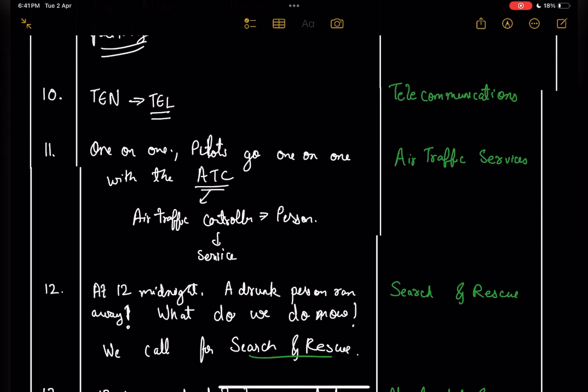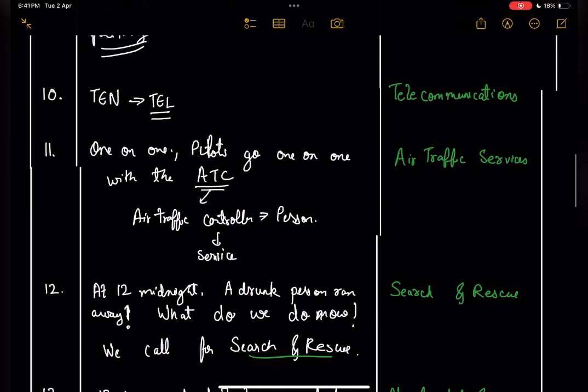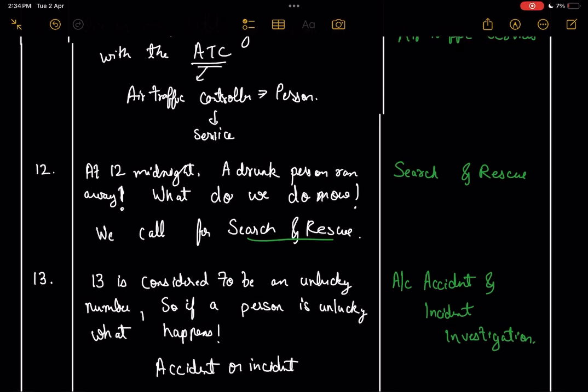Moving on to Annex 11. 11 is one-on-one. Pilots go one-on-one with ATC. ATC provides air traffic services. Annex 11 is air traffic services. Annex 12 now. At 12 midnight, a drunk person got lost. So what do we do now? We call for search and rescue. So Annex 12 is search and rescue.